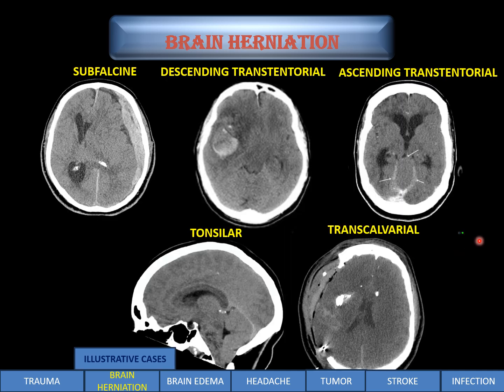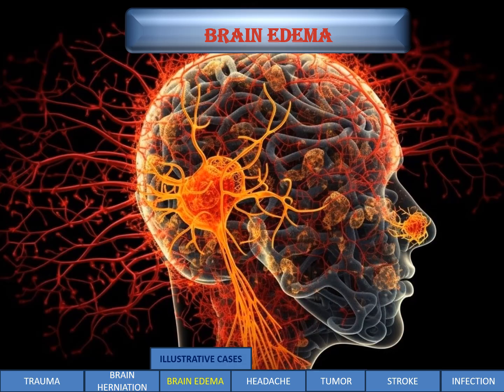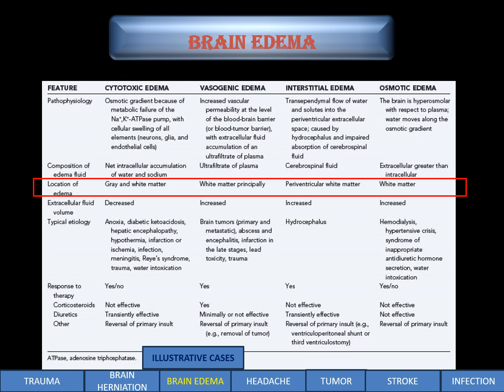Summarizing, these are the 5 different types of brain herniation, namely subfalcine herniation, descending transtentorial brain herniation, ascending transtentorial brain herniation, tonsillar herniation, and transcranial brain herniation. Moving to the third finding, that is brain edema. Brain edema is classified into 4 different types, namely cytotoxic edema, vasogenic edema, interstitial edema, and osmotic edema.